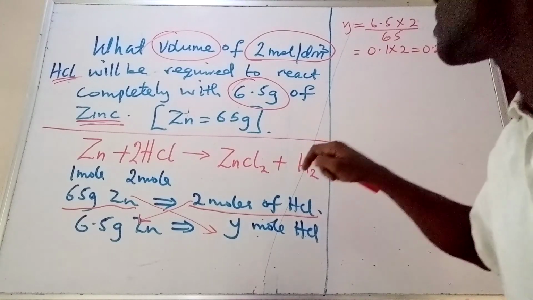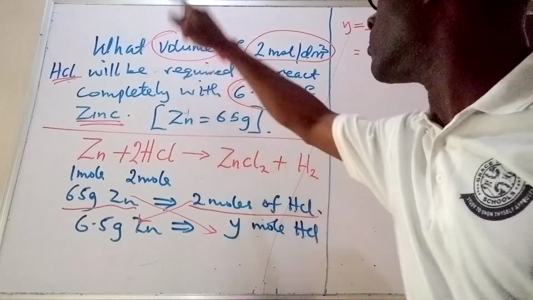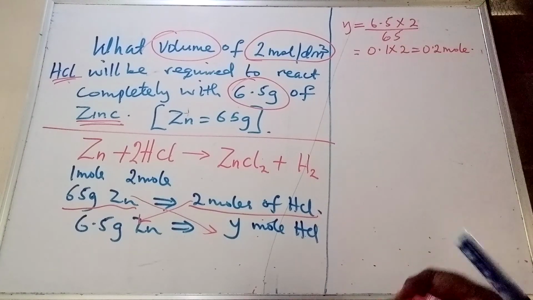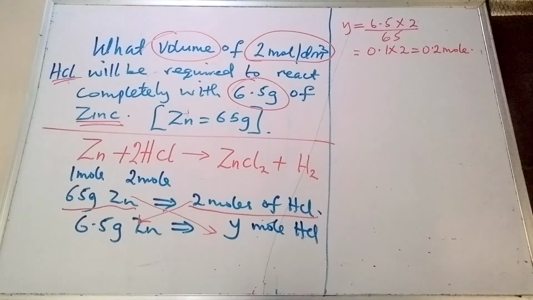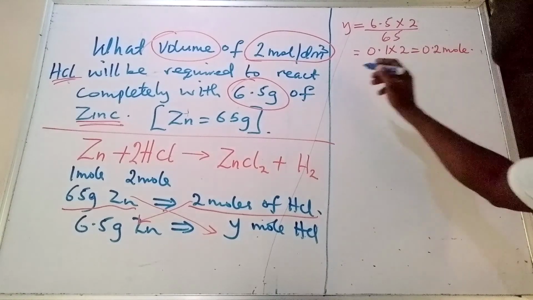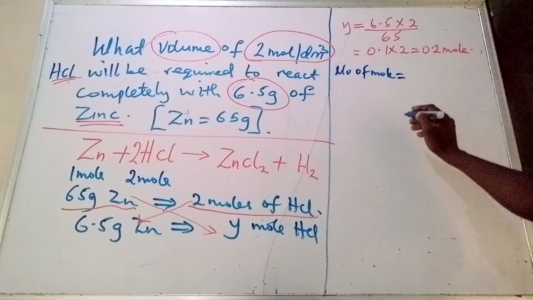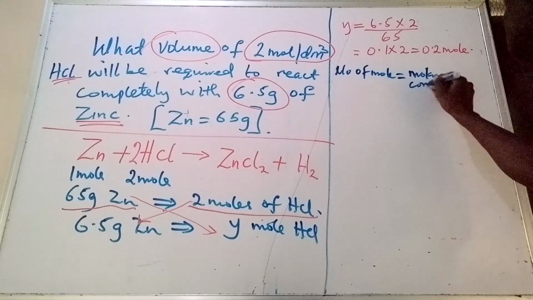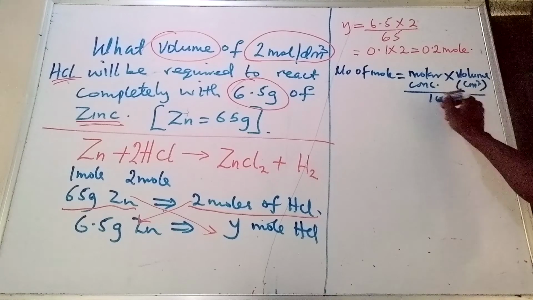But it is that 0.2 moles now that we need to find its volume. How do we find it? By using a formula that connects volume and moles together. The formula is number of mole is equal to molar concentration times volume in cm cube divided by 1000.